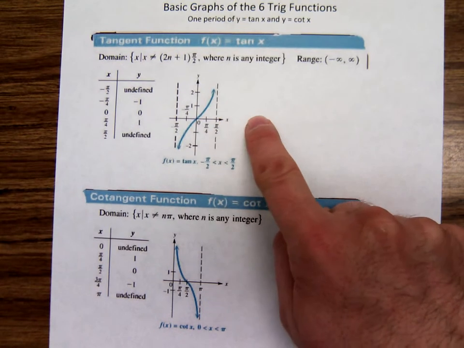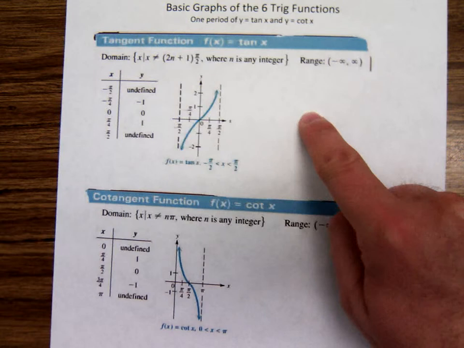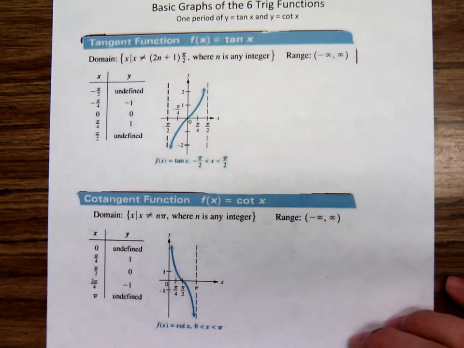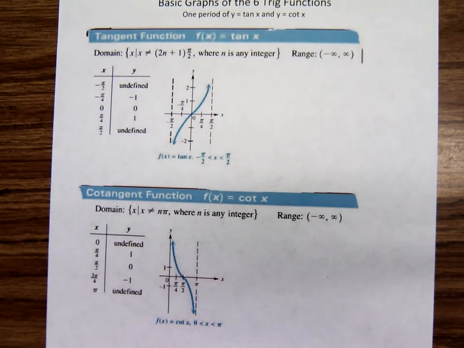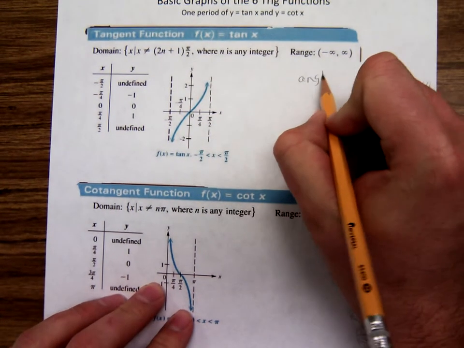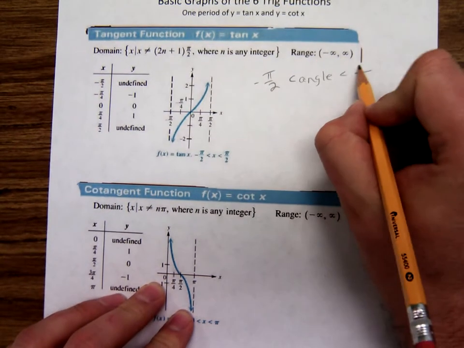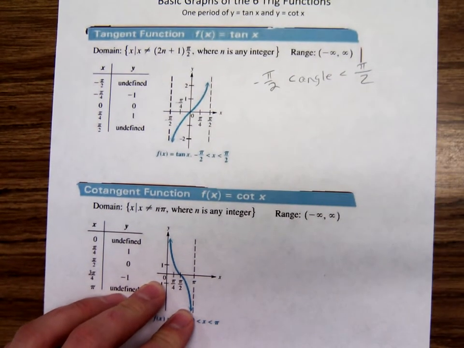Like the next asymptote would be at 3 pi over 2, 5 pi over 2, and so forth. The key to graphing this is to remember to take the angle and set it between -pi over 2 and pi over 2. That's how you find those asymptotes.